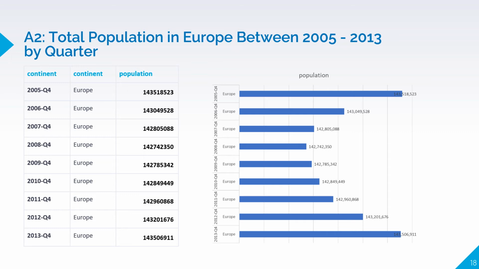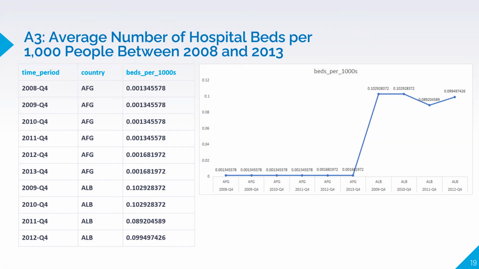Our third question analyzed the average number of hospital beds per 1,000 people that were available in each quarter between 2008 and 2013. We subsequently ordered the results by quarter and country. In general, the number of medical beds declined or remained stable during the first few years following the stock market crash. The amount of hospital beds steadily increased as the economy recovered.